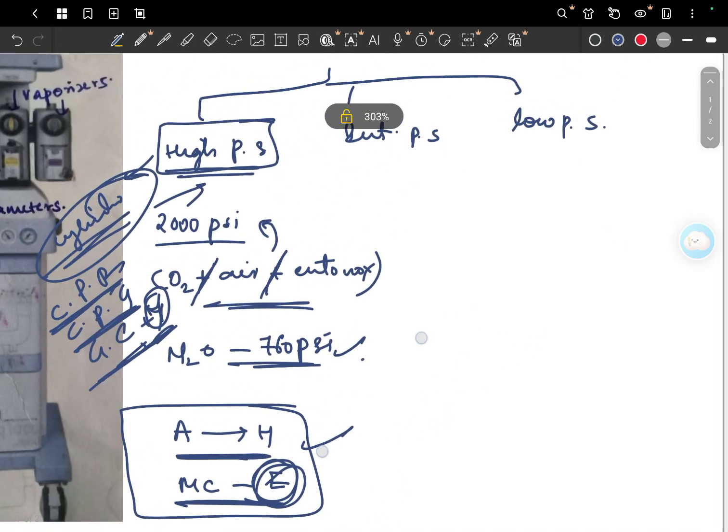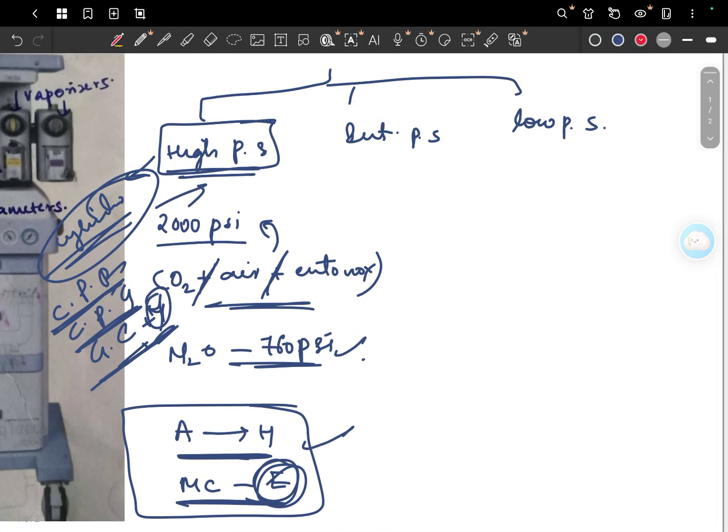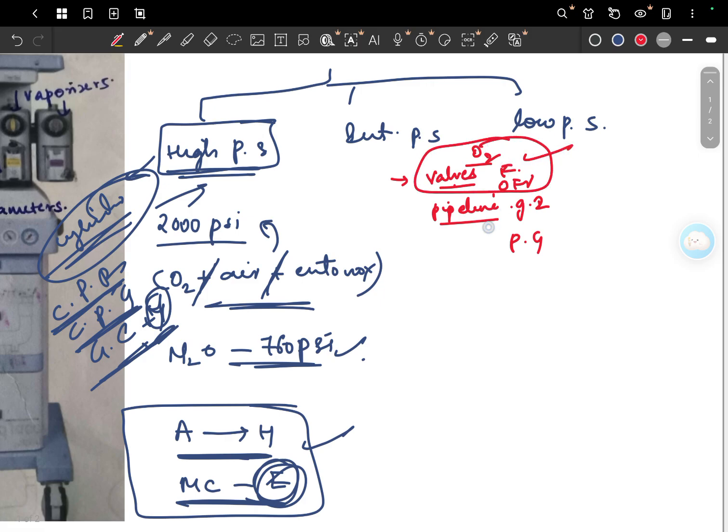Now coming to intermediate pressure. Here we have things that will include valves and pipelines. So pipeline gas inlets, pipeline pressure gauges, then oxygen safety valve, flow meter valve, and oxygen flush valve. All these valves will come under this, and all pipelines will come under intermediate pressure. So valves and pipelines are the keywords you have to remember, and 60 psi pressure will be present here.